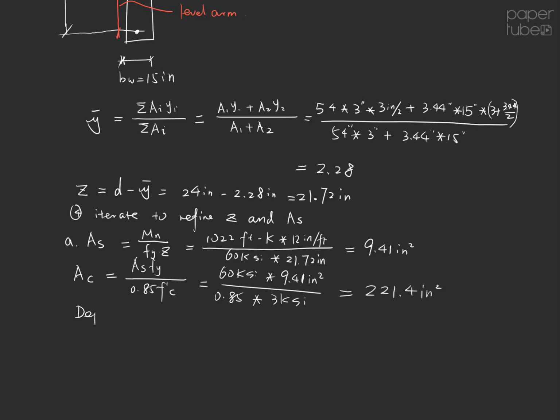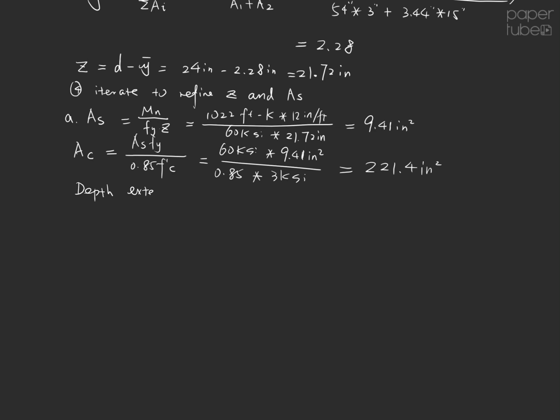And the depth that needs to be extended is equal to AC minus AF divided by bw. You put those numbers in, 221.4 minus 162 inches squared divided by bw, which is 15. Now that becomes 3.96 inch. Then you need to recalculate your centroid because your centroid has changed, right? Once your T section is changed, the centroid changes with it.